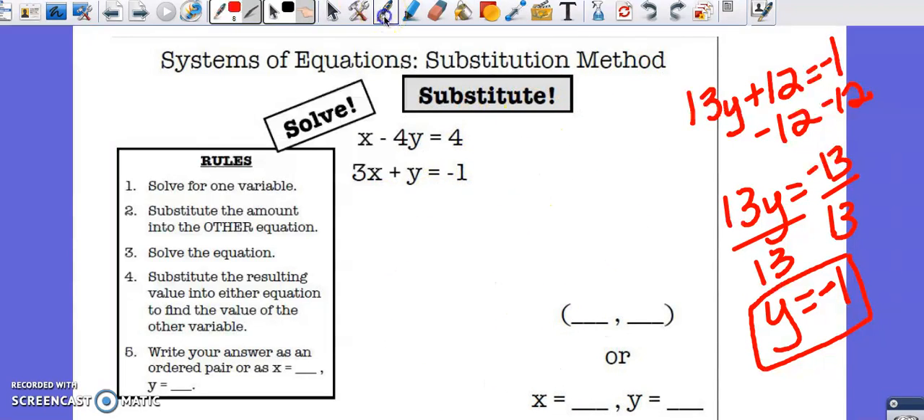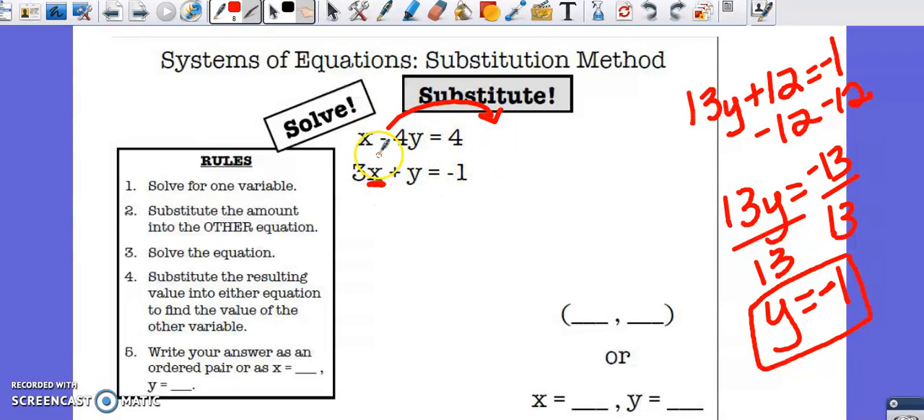Okay, so let's go through what we did. First, we solved for one variable, which was where I took this and moved it over. Substituted that into the other equation, which is where I put it in for x. Solve the equation, which is what I did. Substitute that result into another equation to find the value of the other variable. So now that I have y, I need to find x.